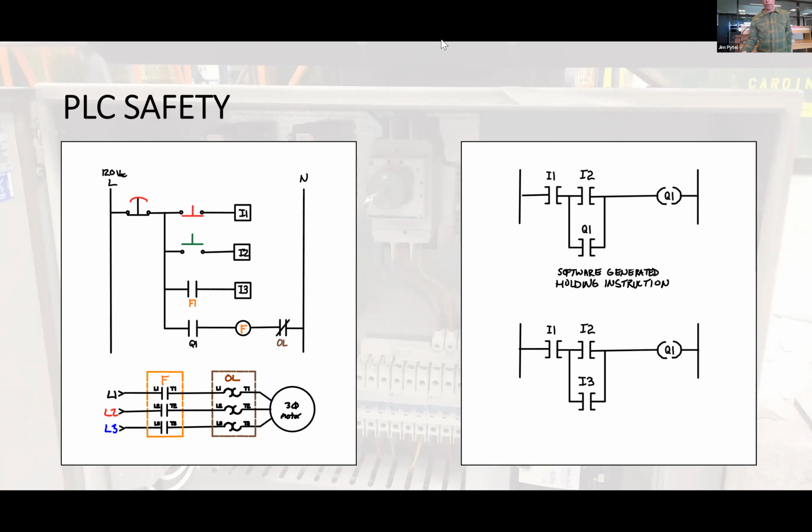Let's say the motor overloads. If the motor overloads, the F1 contact opens and removes the holding circuit. So you're getting that real world feedback. When this overload contact cools, the motor's not going to restart because of the removal of the holding circuit based on real world input. So it's a very, very important distinction for students to understand: those software generated holding instructions versus real world feedback.